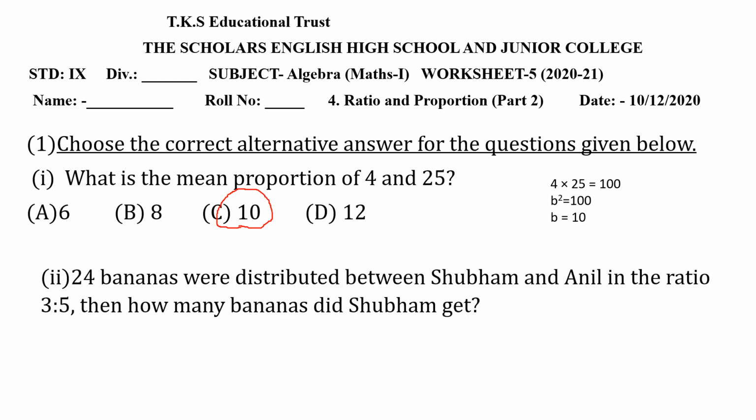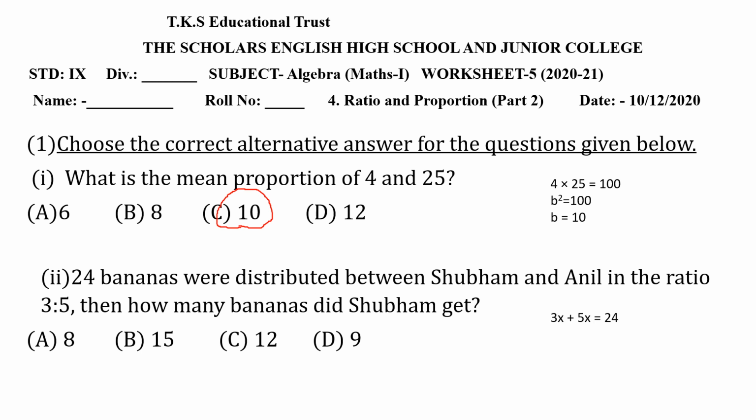24 bananas were distributed between Shubham and Anil in the ratio 3:5. Then how many bananas did Shubham get? Options given are 8, 15, 12, 9. So you have to solve this. Do it in your rough work or manually in mind. As it is given, 24 bananas total distributed amongst Shubham and Anil in the ratio of 3:5.